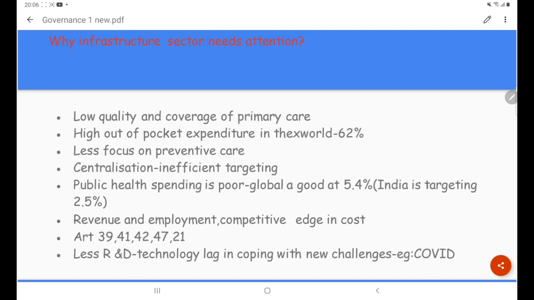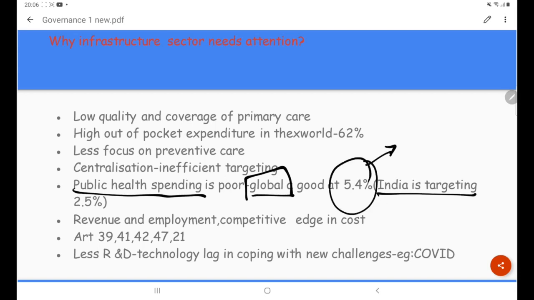Then this is public health spending. This is an important point, because while the global average spending on health stands at 5.4% of GDP, India is still targeting to become 2.5%. So that much low is the public expenditure on health. India has to improve at least to 2.5% to gain fruitful benefits. Then it is a revenue and employment generator also.